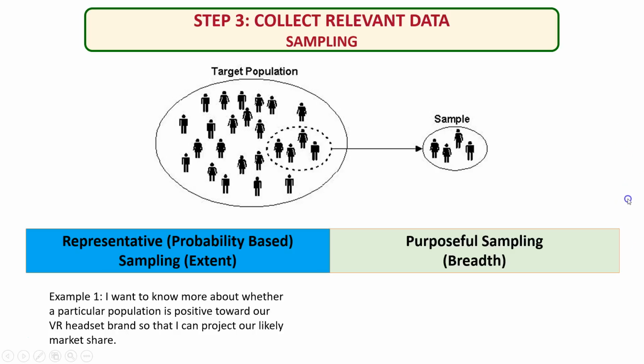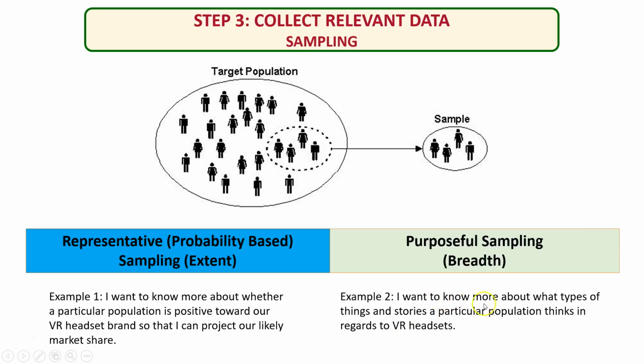Here's another example of a problem in the sample. I want to know more about what types of things and stories a particular population thinks in regards to VR headsets. So this question tells you want to learn the breadth of what your population might think about. We don't necessarily want this subset to be a distillation of the larger population. We'd be asking that later, but not yet. Instead, we want to know, broadly speaking, what kinds of ideas are out there.